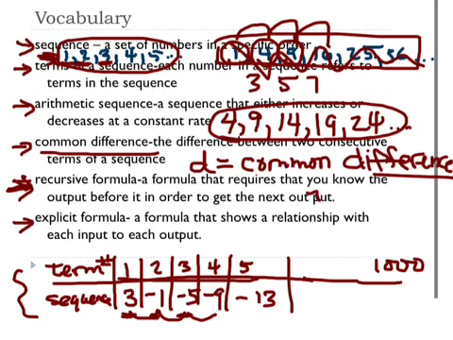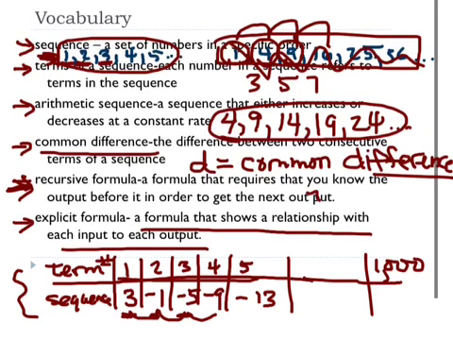Now the question that is answered by the explicit formula is, okay, so what's the value for the 1,000th term? An explicit formula will get you directly there, sorry about my crazy line. An explicit formula is a formula that shows a relationship with each input to each output. So I can go to this 1,000, I'm calling that an input, and I will get the output immediately.